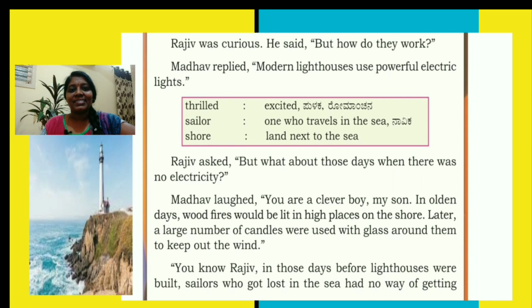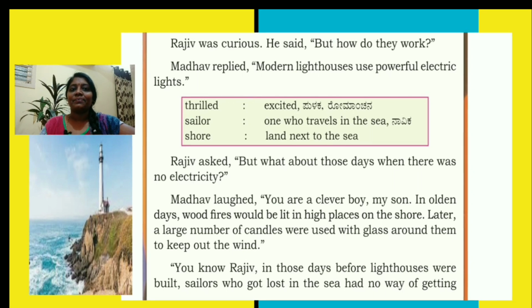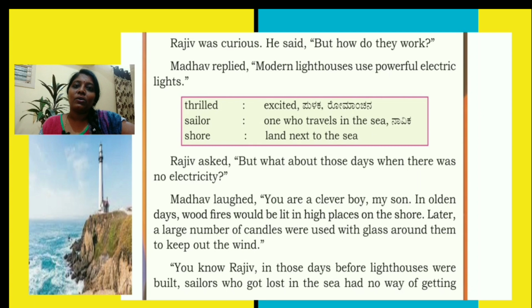Rajiv was curious. He said, but how do they work? Madhav replied, modern lighthouses use powerful electric lights. Madhav is replying in a very sweet way that modern lighthouses use the powerful electric lights. These lights are very powerful, that they focus on the maximum distance to guide the sailors. Here we can see the meaning of three words, that is thrilled, sailor and shore.